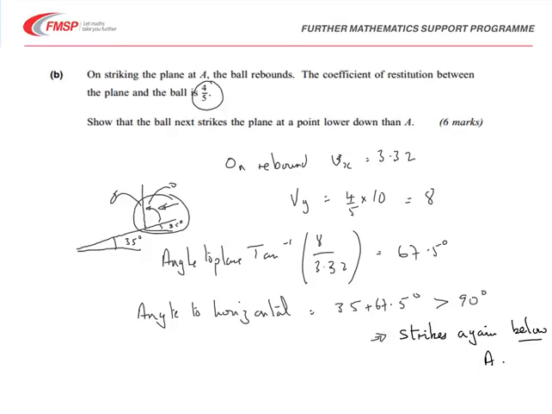There were 6 marks for this part of the question. There's a B1 mark, again a follow-through mark, for calculating the rebound velocities, the components. M1, A1 for calculating the angle 67.5 degrees. And then M1, A1 for showing that it's greater than 90, and then finally an explanation mark. So a total there of 6 marks for that part of the question.